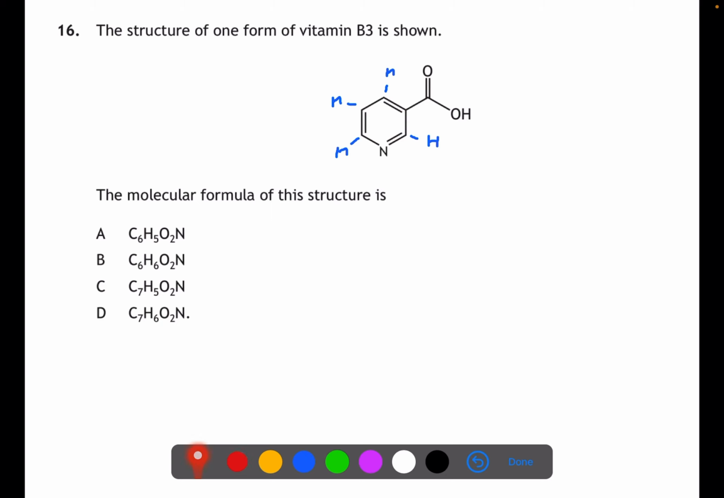We have 6 carbons in this structure, so you can ignore C and D. Then have a look at the hydrogens. We have 1, 2, 3, 4, 5, which should lead us to A, and let's check with the oxygens. We have 2 oxygens and 1 nitrogen. So A is the molecular formula for this structure.